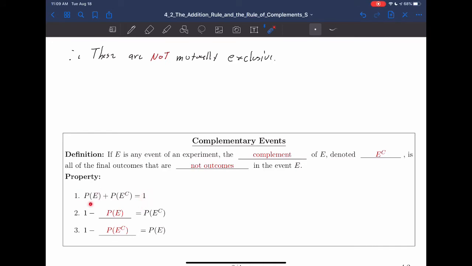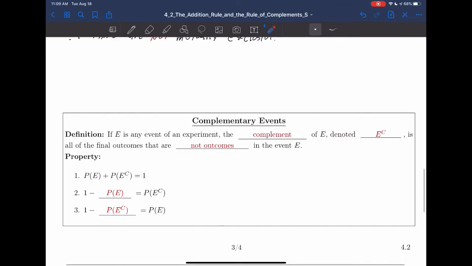Think about it like this. If the probability of it raining tomorrow is 40%, and the probability of not raining tomorrow is 60%, well, you know that 40 plus 60 is 100%, or just 1. And let's say you know one but not the other. If you knew the probability of E, then you could calculate the probability of E complement by just taking 1 minus that probability. And the same goes for the probability of E.